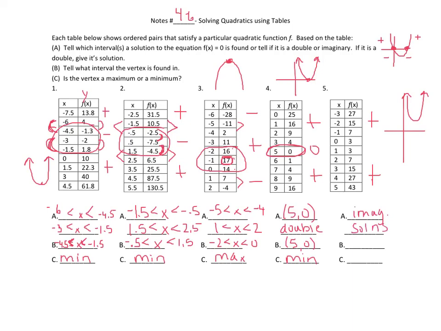And then the vertex, you can see that it's positive, and then it goes down to 3, and then it starts repeating again. So my vertex has got to be in between those two values. So it's when x is between 0 and 1, and it is a minimum.